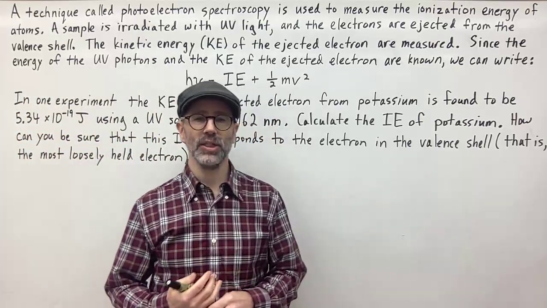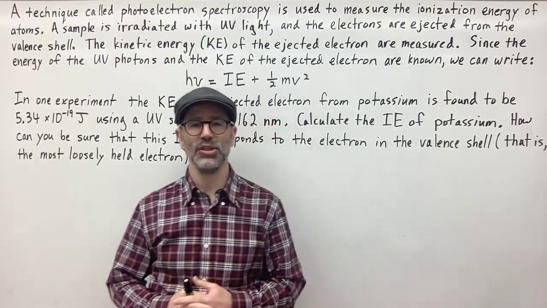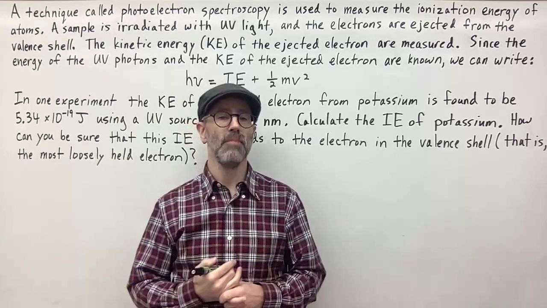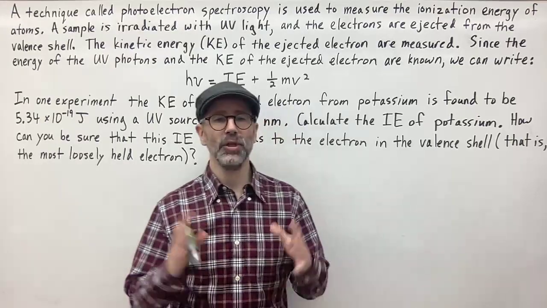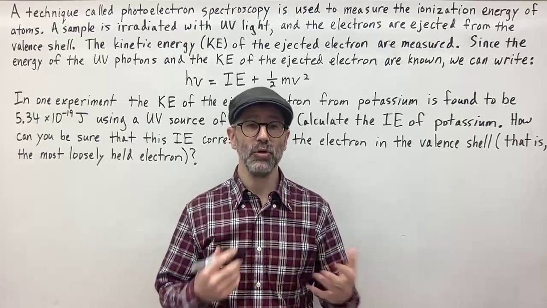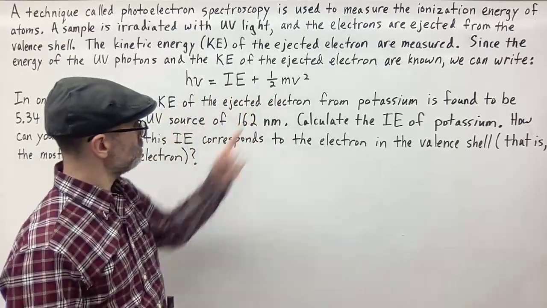And then they ask a question, how can you be sure that this ionization energy corresponds to the electron in the valence shell, that is the most loosely held electron? So we're going to answer both those questions. But first we need to calculate the ionization energy of potassium using the information they give us. So here we're going to use this equation.